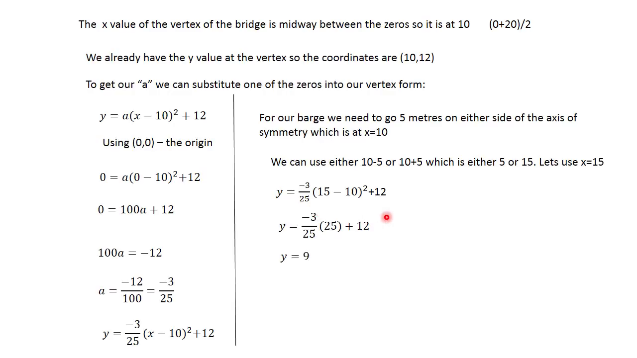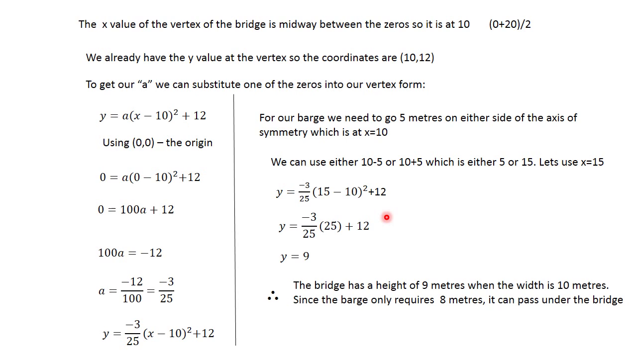And minus 3 plus 12 is 9. Here's what this is telling us, that at that edge, which is 5 meters away from the center at 10, so we're at 15, the height that we need, the y value that we need, is 9. But the barge is only 8 meters tall. So it means that because the barge needs 8 meters and the bridge is actually 9 meters high, it means that the barge can actually fit. So the bridge has a height of 9 when the width is 10. Since the barge only requires 8, it can pass under the bridge. So we're good to go.